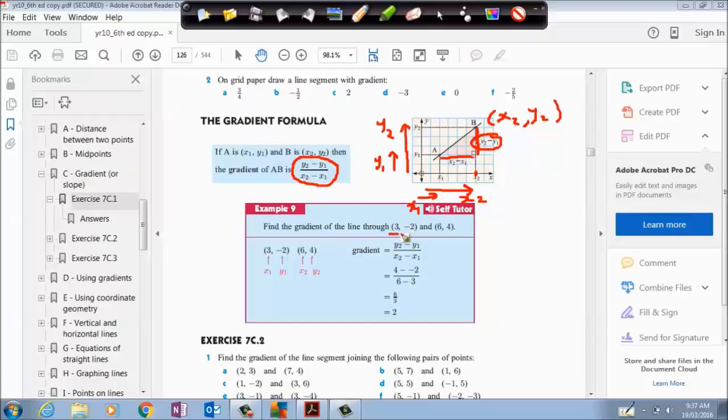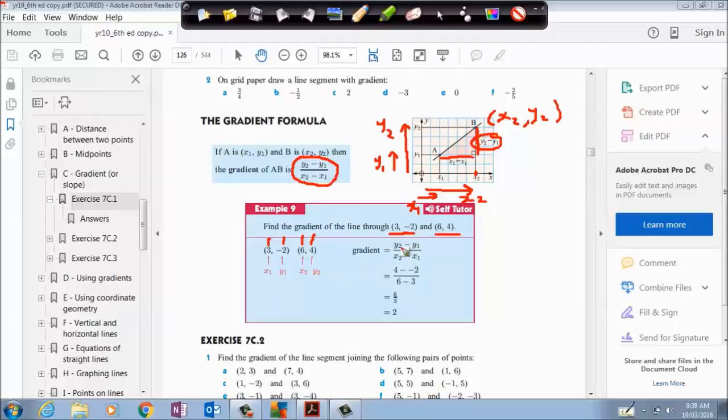Here are 2 points, and we're going to call the first one x1 and y1. That's the first point. So it's x coordinate, y coordinate, x1, y1. The second point we call x2, y2. Now to find the gradient, we use the formula y2 take y1 on x2 take x1.